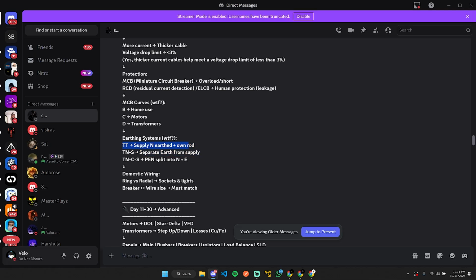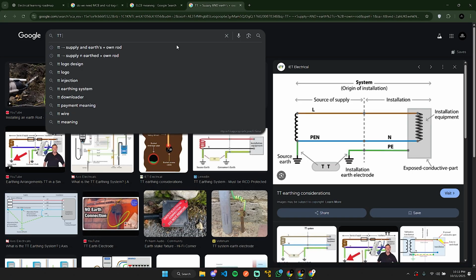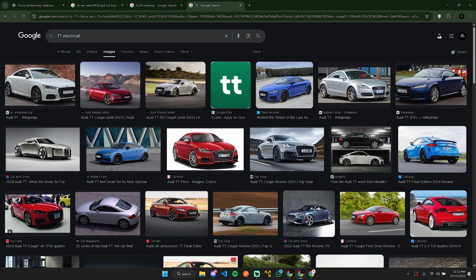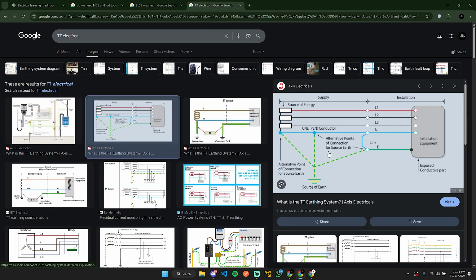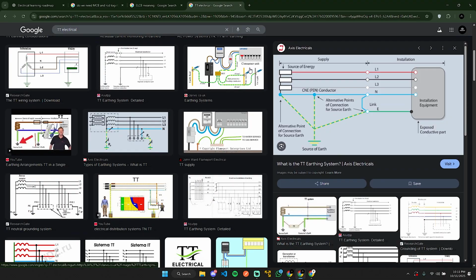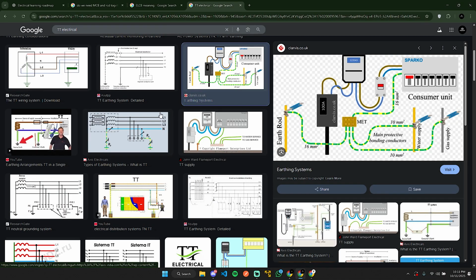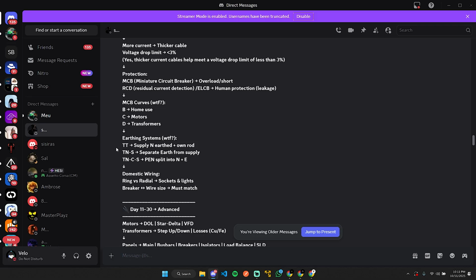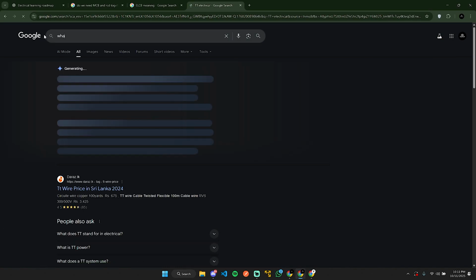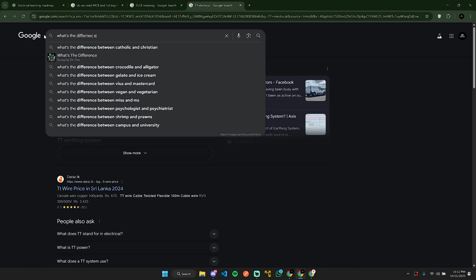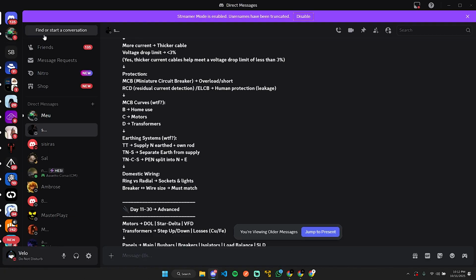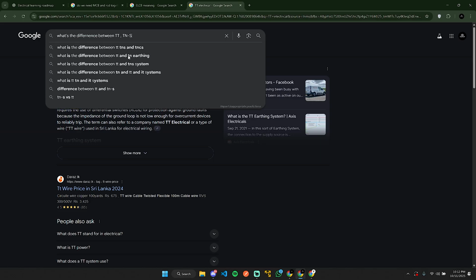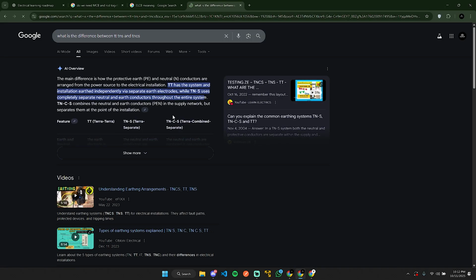TN, okay, whatever. Supply neutral plus one rod. Right. So let's say TT. Earth rod in earth. What's the difference between TT, TNS, and TNCS?